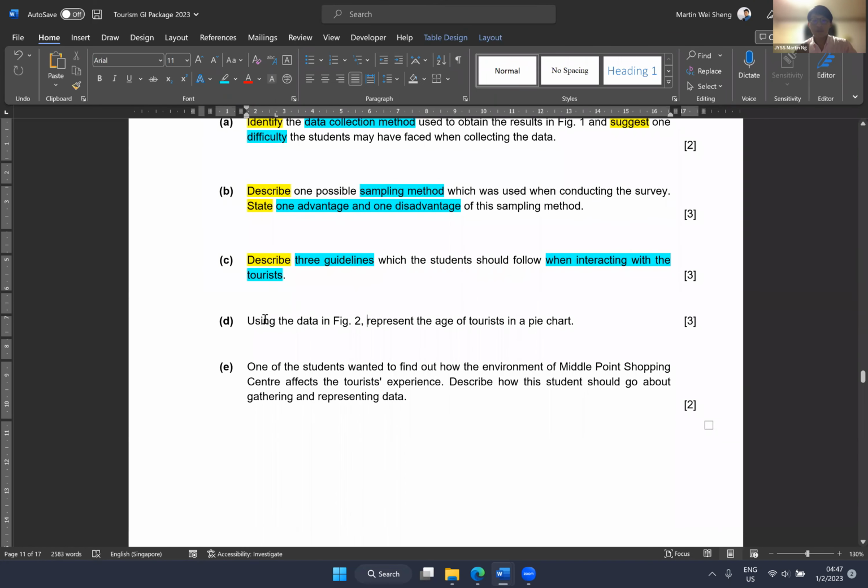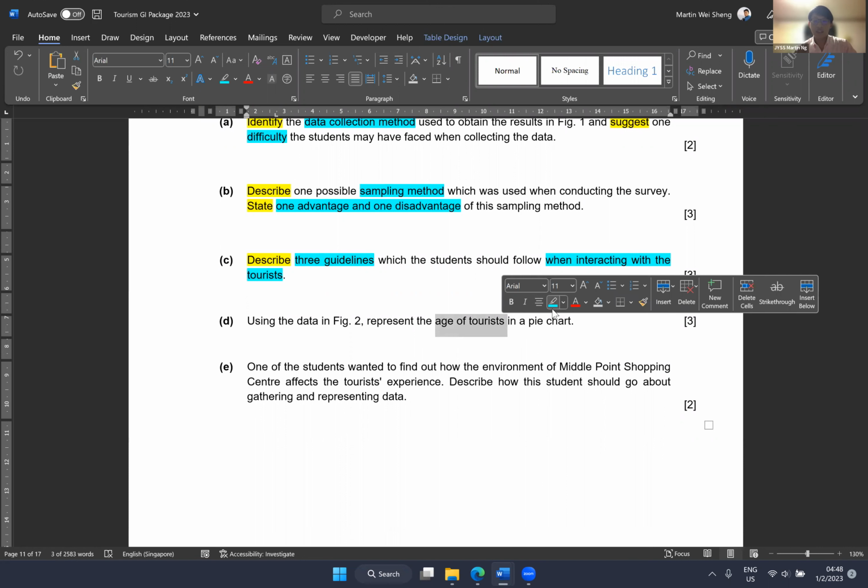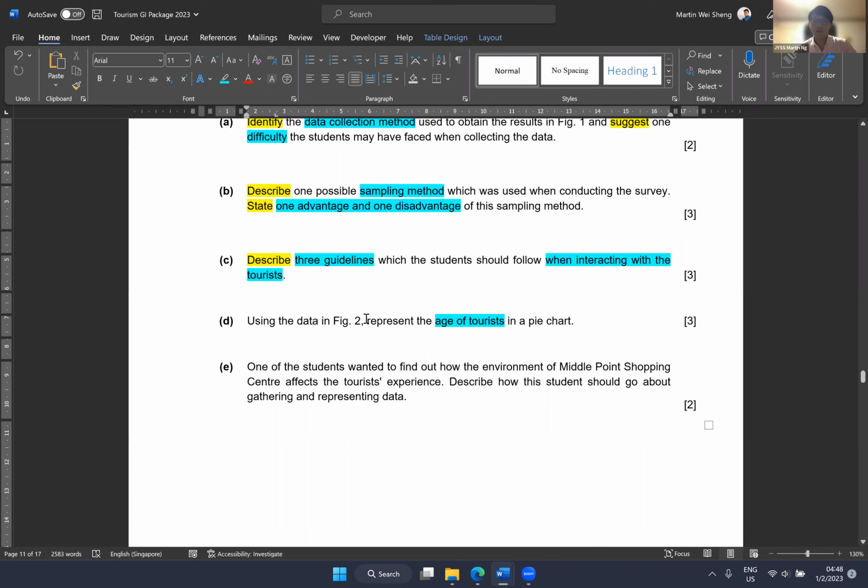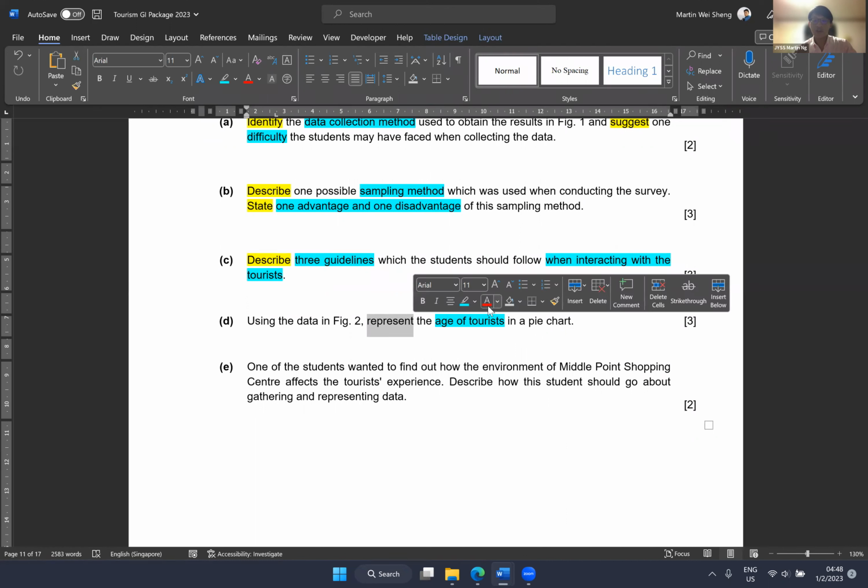All right, now for your third question, using the data in figure 2, represent the age of tourists in a pie chart. Okay, so this question is very straightforward. Basically, they want you to draw a pie chart to show the age of all the tourists.